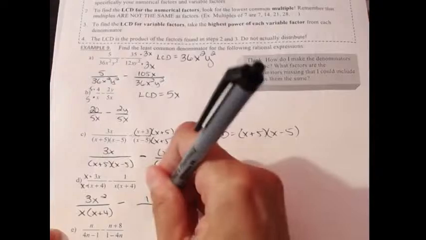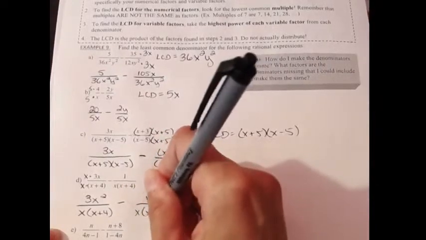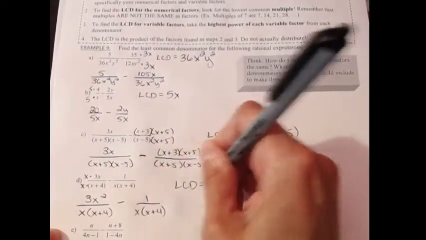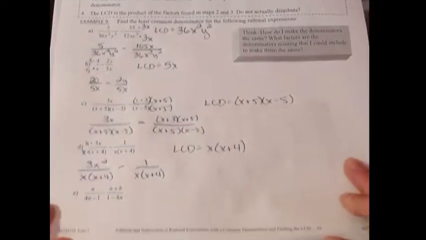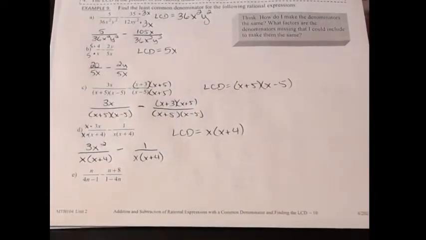Then we have minus 1 over x times x plus 4, and again, we have determined that our LCD is x times x plus 4. Okay, excellent work here so far.